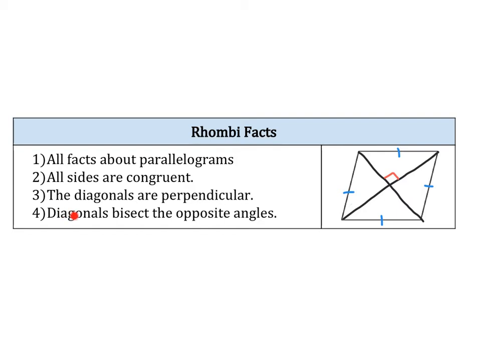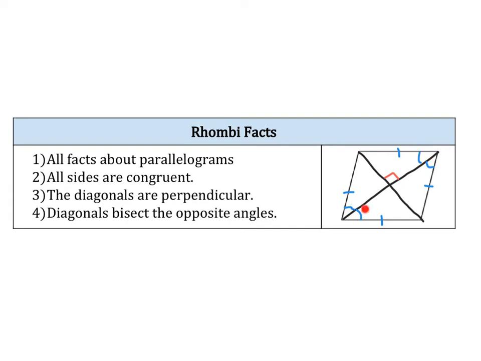The last new fact is that the diagonals bisect opposite angles. So we already know that the opposite angles are congruent because that's a fact about parallelograms, but now these diagonals are going to actually bisect our angles. So I actually know that these two are congruent, and I can also say that these two are congruent as well. So all four of these angles are congruent to each other.